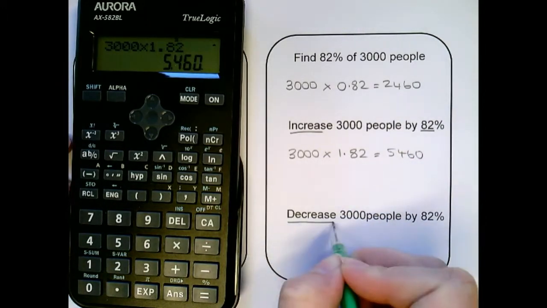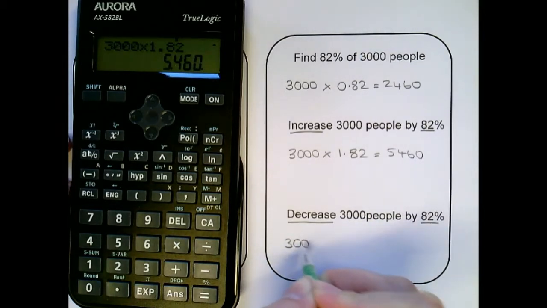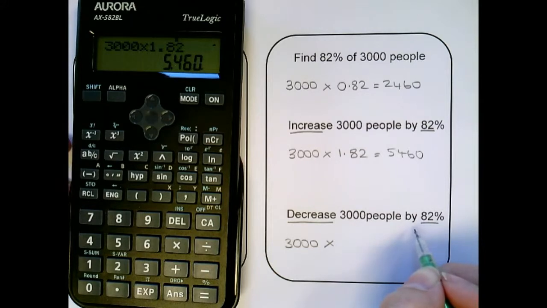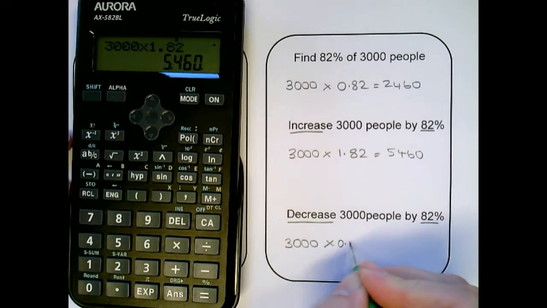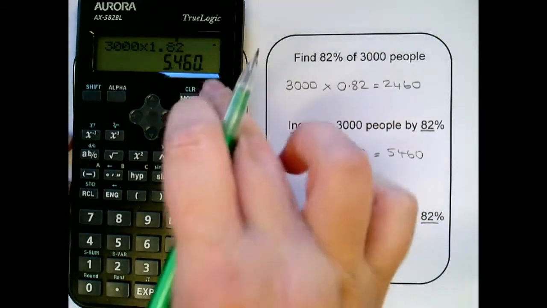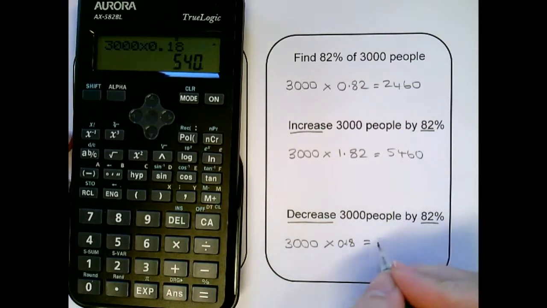And then if you were decreasing 3,000 by 82%, you would have your 3,000 multiplied by, and then decrease means 100 take away 82, which gets you 18. So you would do 3,000 multiplied by 0.18, which gets you 540.